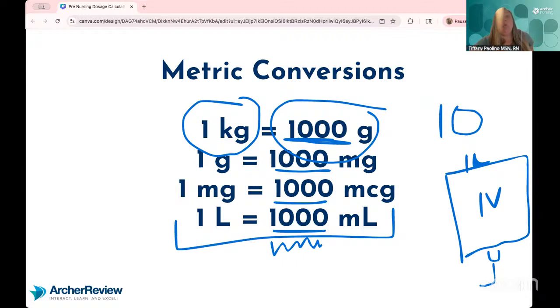Remember, we have to understand some of these basic conversions in order to perform some of our dosage calculation questions, and also understanding whether we should be multiplying or dividing in order to get our answer.